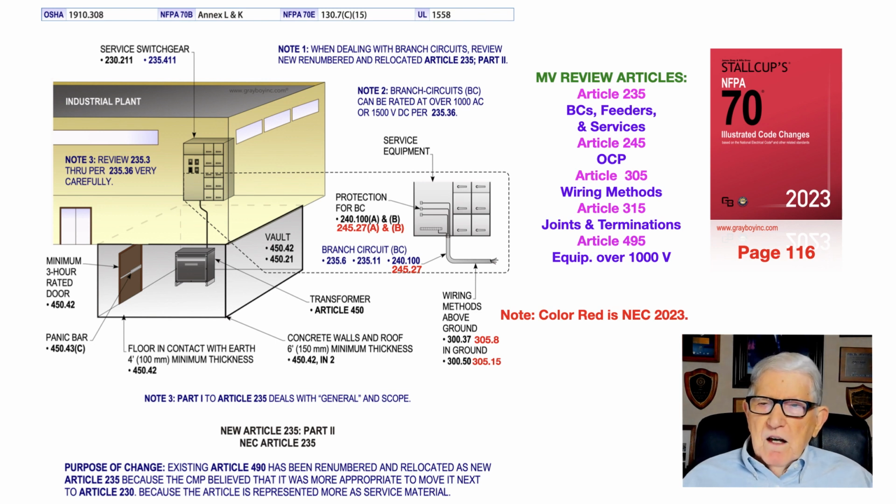And then you notice we have our 3-hour rating for the door in 450.42. We have the panic bar information in 450.43C. We have vault regulations now in 450.42 and 450.21. We have our floor in contact with the earth, basically a 4-inch thickness for 450.42. We have concrete walls and roofing of concrete. About 6 inches thickness would satisfy the informational note in 450.42 in the NEC.